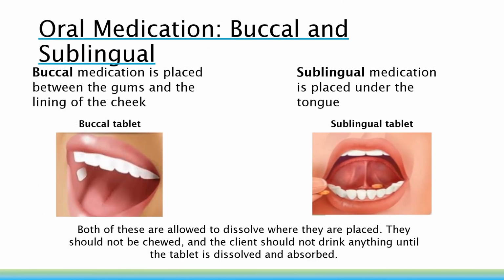Oral medication, buccal and sublingual. Buccal medication is placed between the gums and the lining of the cheek, as you can see in this picture. Sublingual medicine is placed under the tongue, as reflected in this picture. Both of these are allowed to dissolve where they are placed. They should not be chewed, and the client should not drink anything until the tablet is totally dissolved and absorbed.